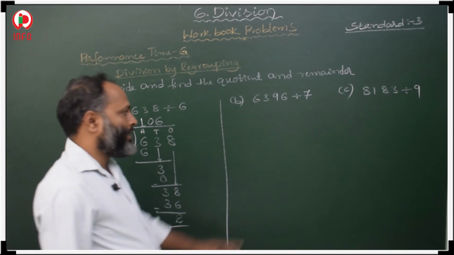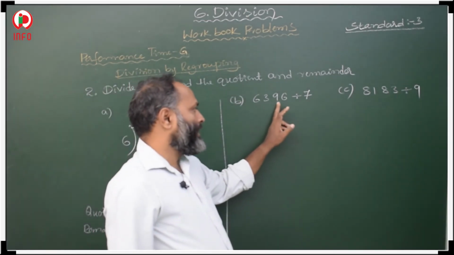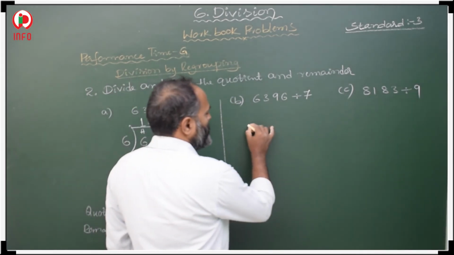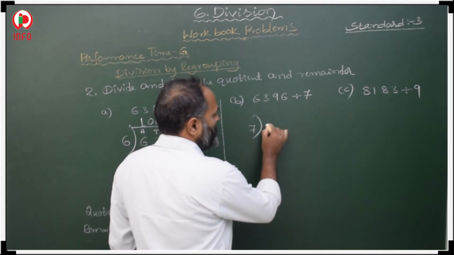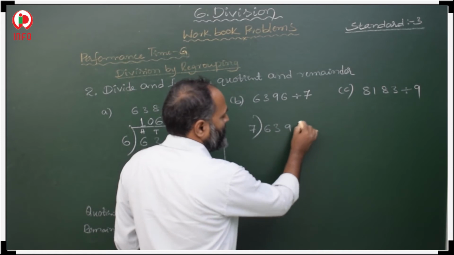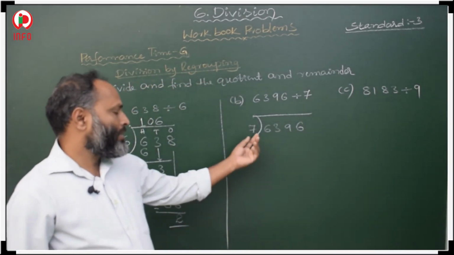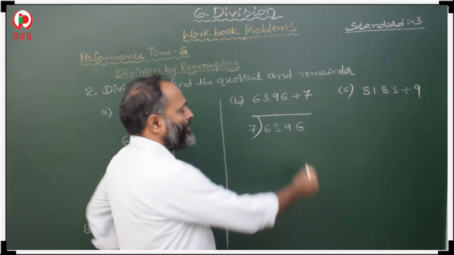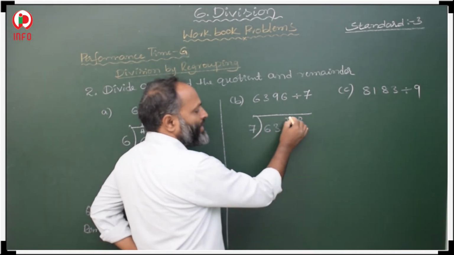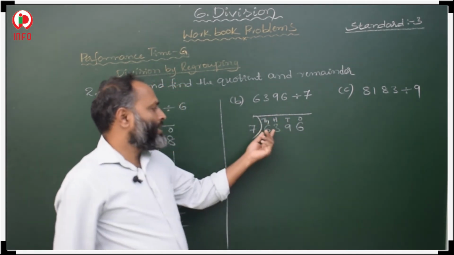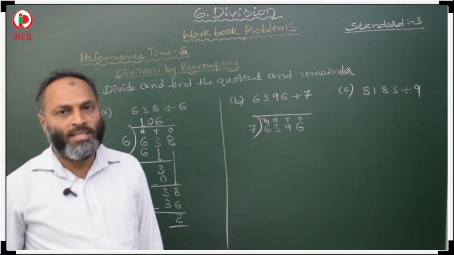Then next, 6396 we have to divide by 7. 7 divides 6396. Then first we have to take this thousands place. This is ones place, tens place, hundreds place and thousands place. This 6 is in the thousands place.